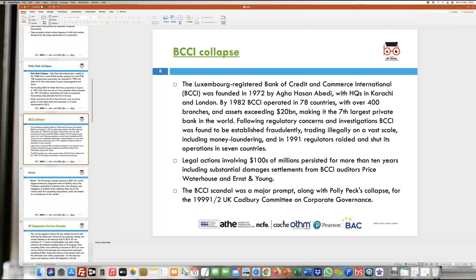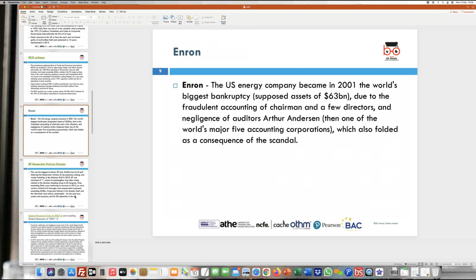And again, the Cadbury report, which came out in 1991-1992, used this as an example, saying that there were lots of gap areas in the governance and running of the company, which needed to be put into a code of conduct or a framework. And that is what was done when we look at the Cadbury Committee report.